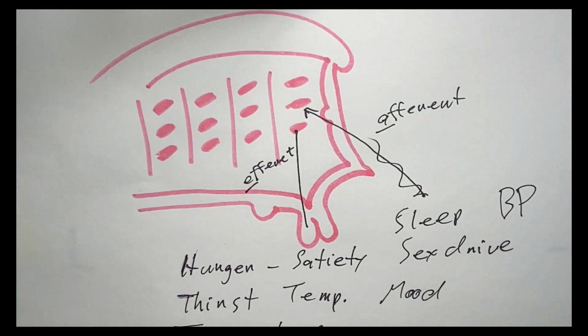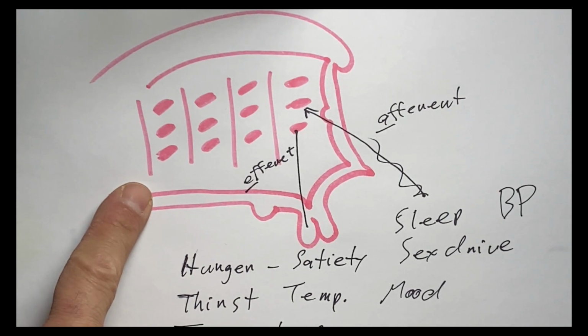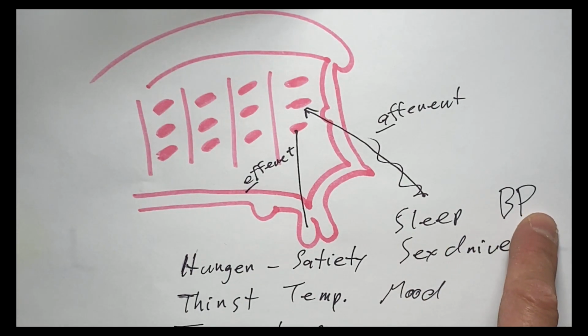And these are just a few of the functions that the hypothalamus regulates. Think of the hypothalamus as a body balancer. Hunger, satiety, that's fullness, thirst, temperature, mood, sex drive, that's libido, sleep, and blood pressure.